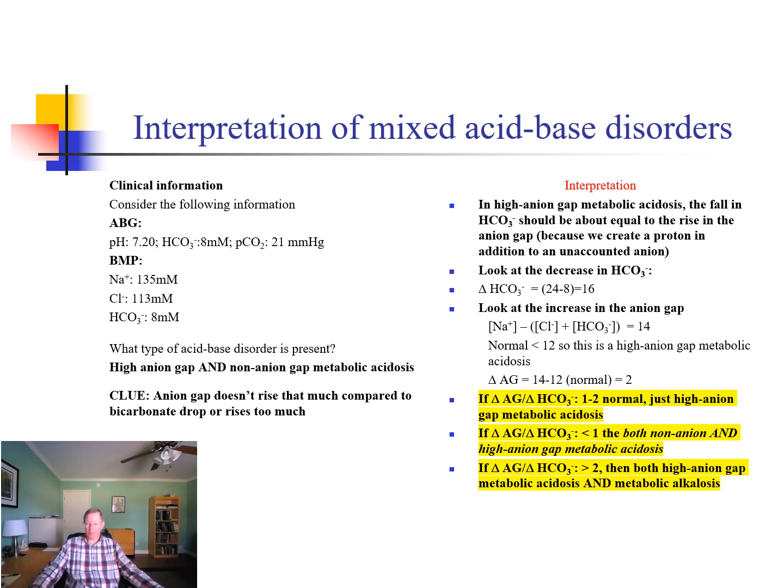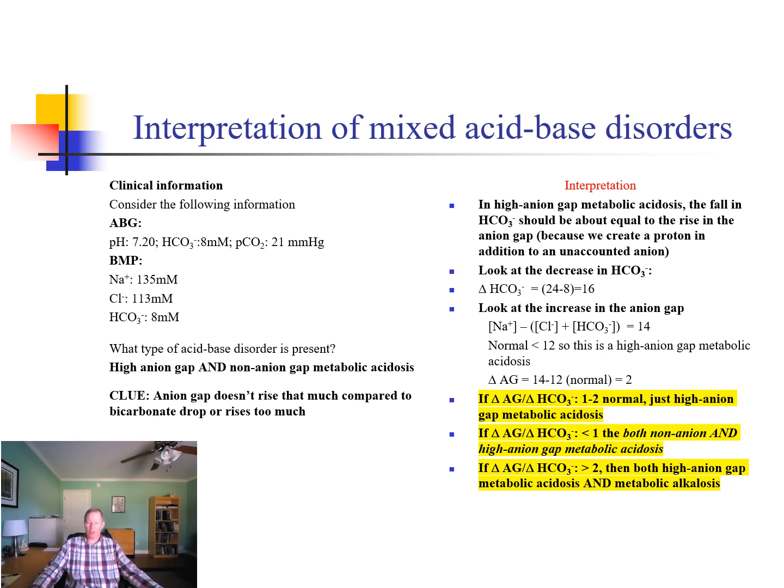On the other hand, if the change in anion gap over the change in bicarbonate is greater than 2, another way of saying that is if the change in bicarbonate is actually not that much compared to the change in anion gap, it must be that I have a metabolic alkalosis superimposed on that high anion gap metabolic acidosis. And these are ways that you can distinguish between those conditions.